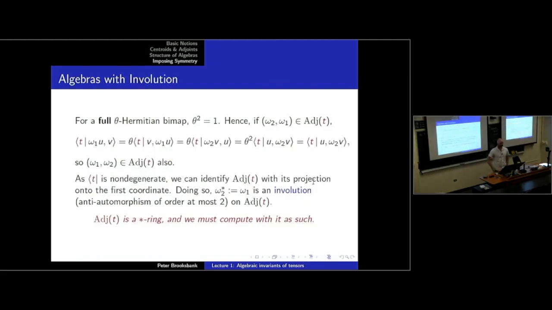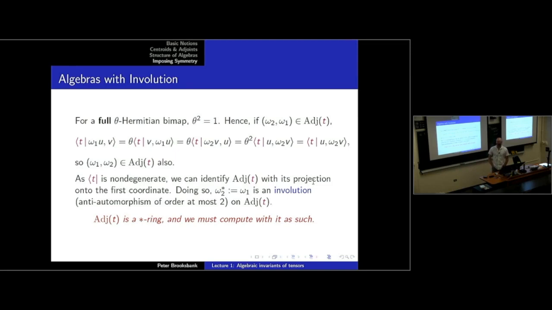Okay, so what happens here then? So remember that we're dealing with full non-degenerate bimaps, and the full property here, it turns out, dictates that the square of this twisting element has to be 1, right? It has to have order at most 2. And that has some consequences.